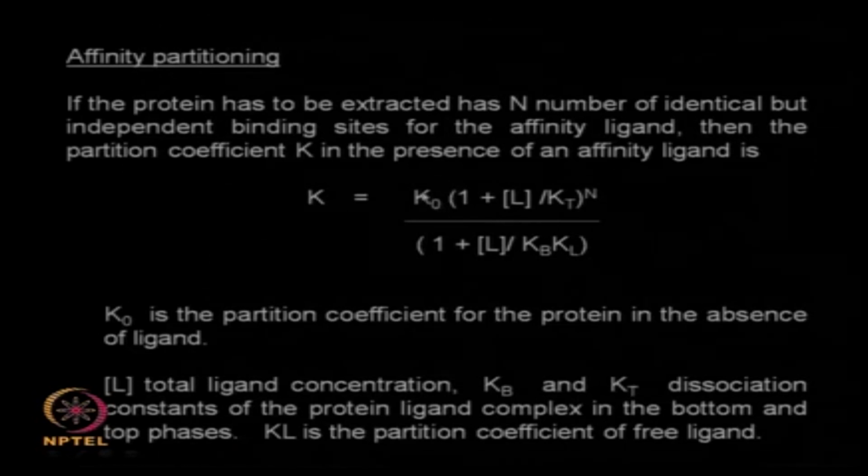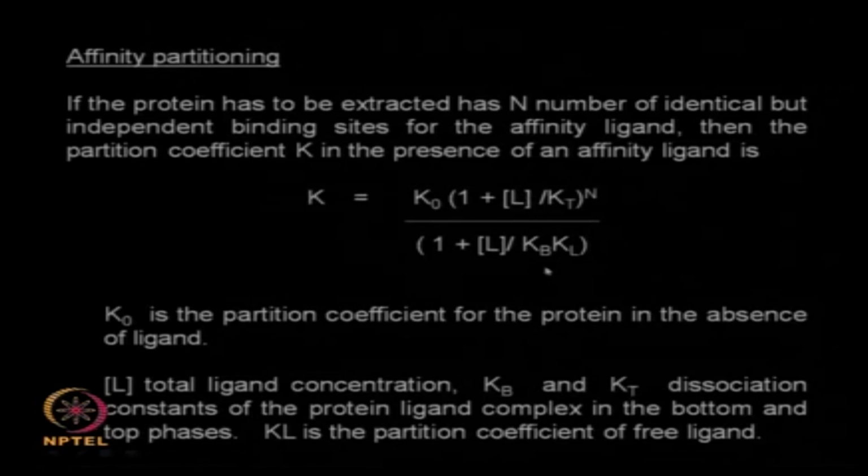So if I do not use the affinity ligand concept, then my partition coefficient will be K naught. But because I am adding an affinity ligand which may bind to the protein at n different locations, the partition coefficient K gets modified like K naught into (1 + L/Kt)^n divided by (1 + L/Kb) and Kl. What is L here? L is the total ligand concentration. So as you can see, if I have more ligand present, obviously my K will increase like this.